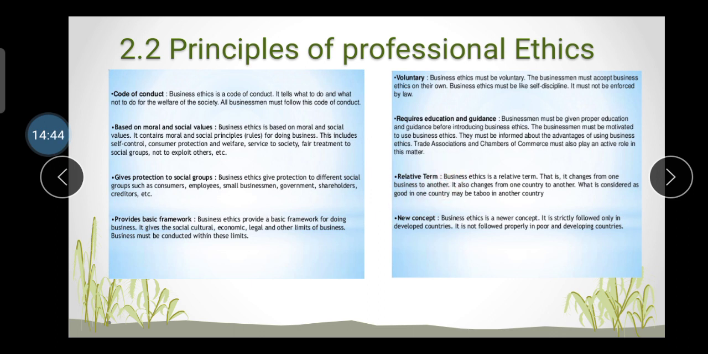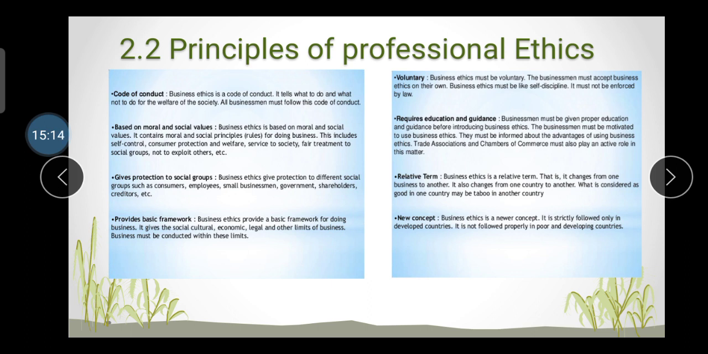Then relative terms. Business ethics is a relative term. It changes from one business to another, and also from one country to another. What is considered good in one country may not be in another country. So always try to maintain rules and regulations, because some businesses and professions work on the basis of MNCs, multinational companies. At that time different countries have different types of rules and regulations, so you should follow them.